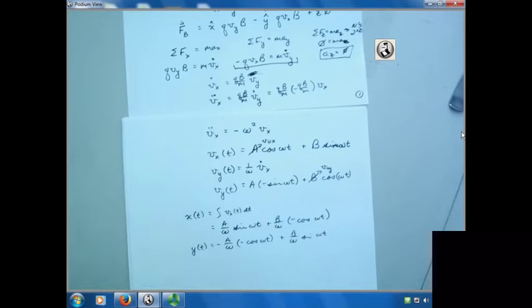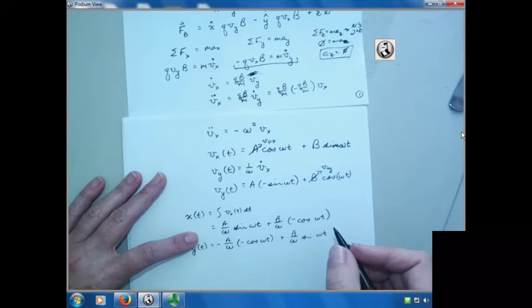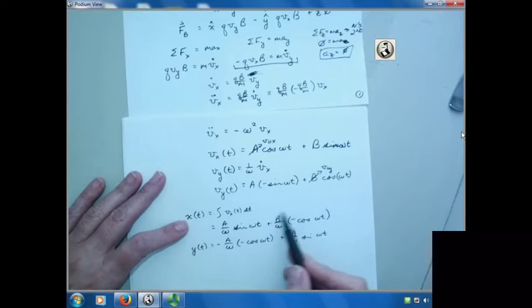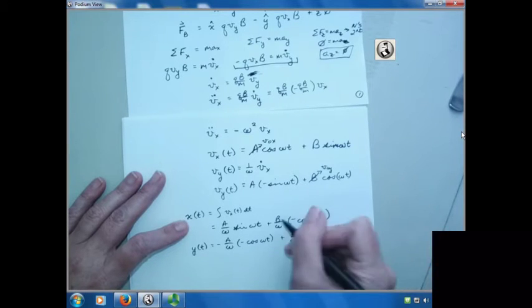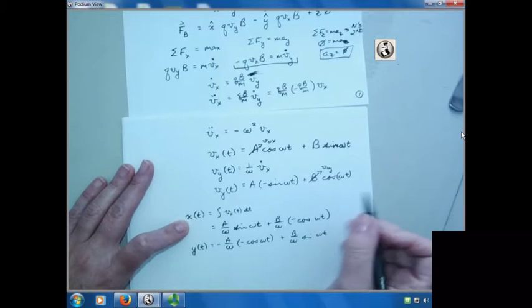Sure, we'll just leave it in this form. There could be a constant here which would tell you the center of the circle, but all right. So x at 0, yeah, sure, I guess I should do that. X at 0 is going to give me, this guy will be 0, so I'm going to have this negative b over omega is x naught.